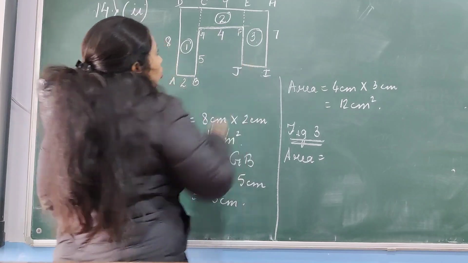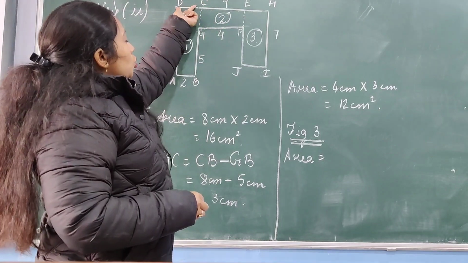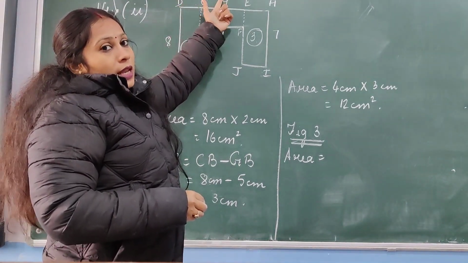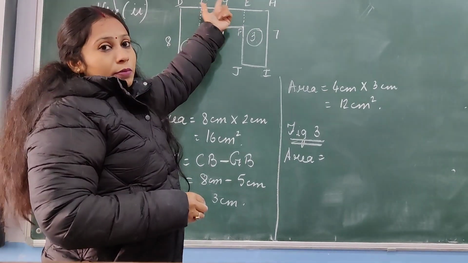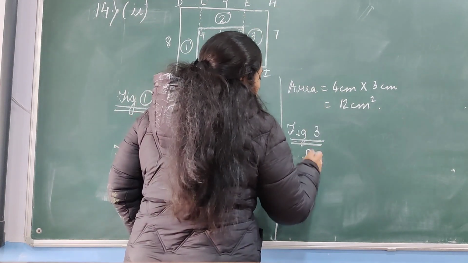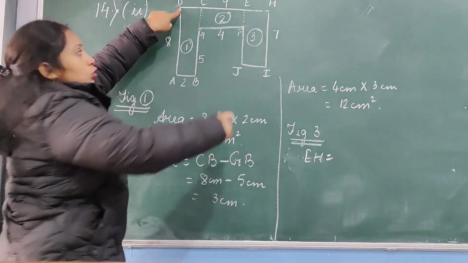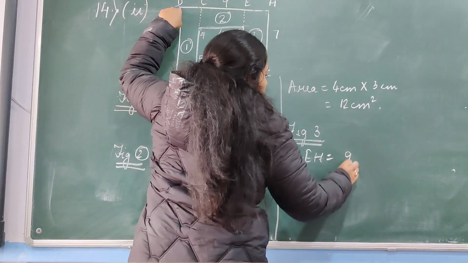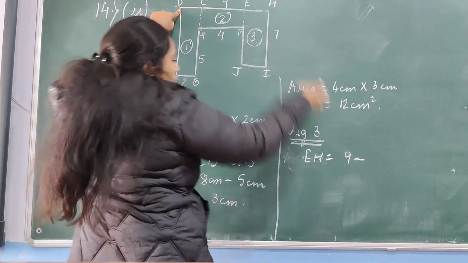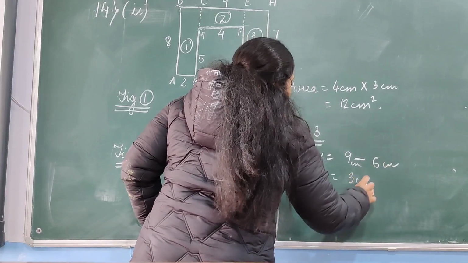HIJ. What will be the length of EH? This is 4. This is 2. So out of 9, how much is left? 9 minus 4 plus 2, that means 9 minus 6. See, to calculate the value of EH, EH will be this total DH, which is 9, minus this much, 4 plus 2, that is 6. So EH will be 3 centimeter.